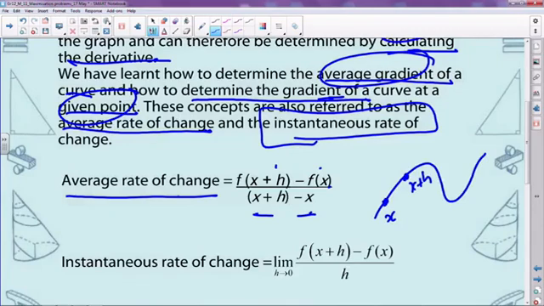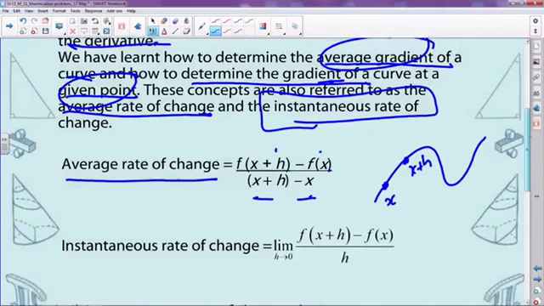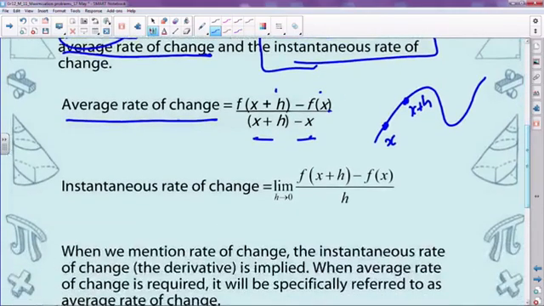Okay, and then what we introduced was this concept of a limit, and this we did right at the beginning. And the concept of the limit enabled us to find the instantaneous rate of change.